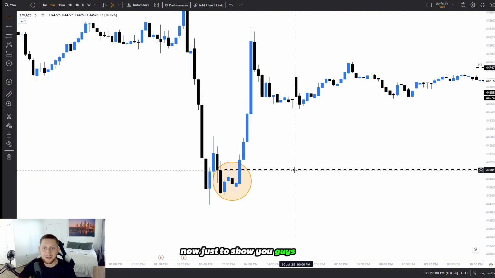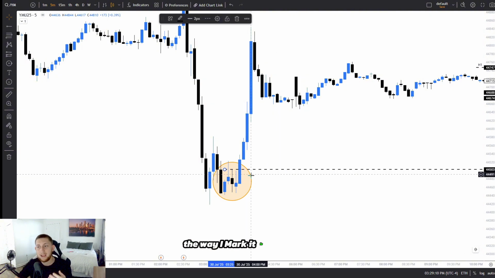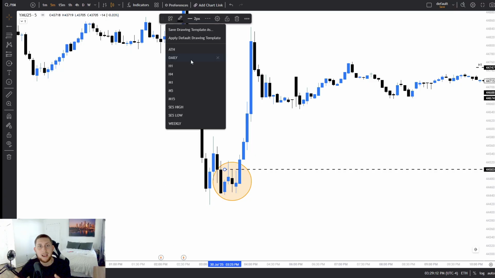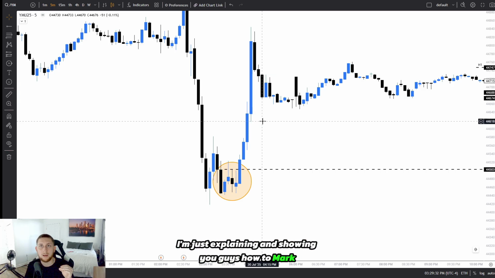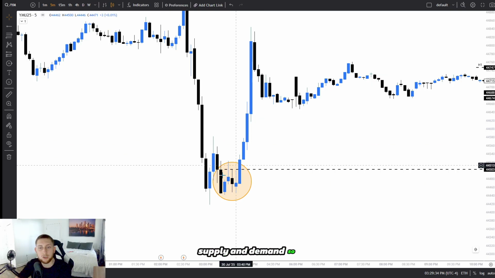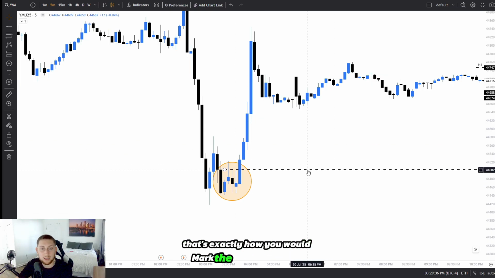Now, just to show you guys this, the way I mark it is I have the dotted lines like this, and I mark this on each and every single time frame. That's going to be the important thing, but as of right now, I'm not diving too deep into all the time frames in confluence or anything like that. I have some videos on my channel explaining that, and I also explain that in the free course. As of right now, I'm just explaining and showing you guys how to mark supply and demand. So that's exactly how you would mark the level of demand.